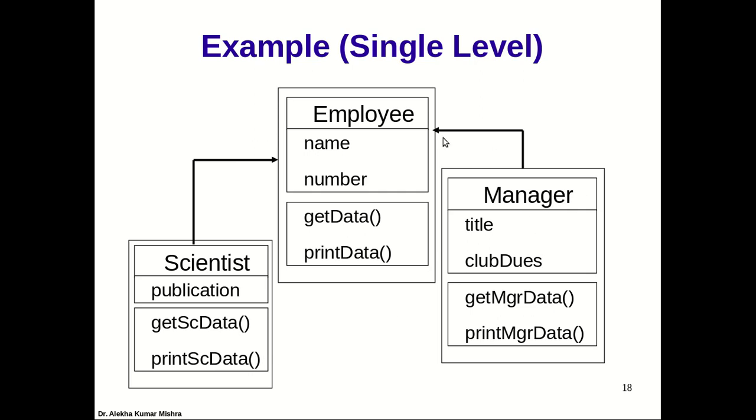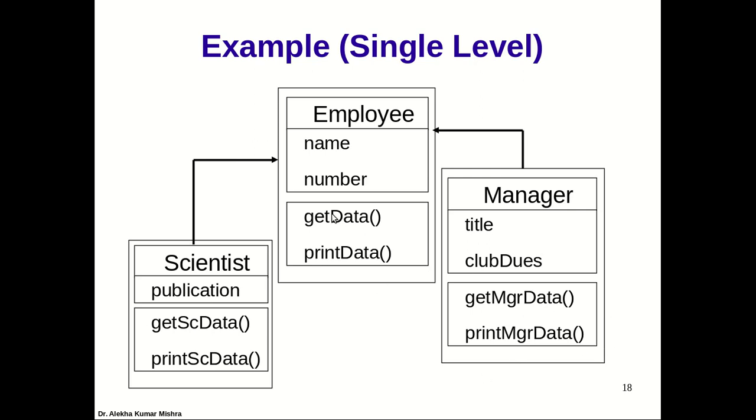Similarly, manager is derived from the employee, so manager has a name and a number. In addition, the manager has a title. What kind of manager? So we define club dues, as the manager has some club dues. So these are the two additional attributes we have added to the manager in addition to the features of employee. And get manager data and print manager data are the two member functions defined in the manager class.